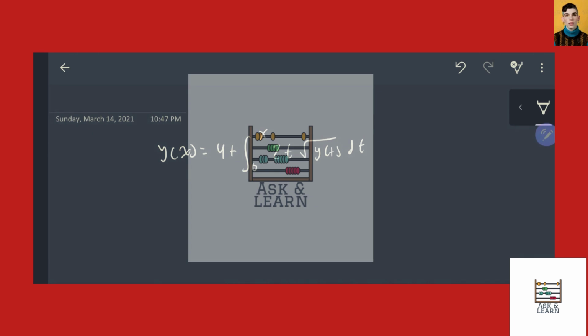Okay, so for this problem, we're given an integral equation, y of x equals 4 plus the integral from 0 to x of 2t times the square root of y of t dt. At first glance, this might seem kind of intimidating, since you have x and t and integrals and all that. But actually, we can make this really simple using the fundamental theorem of calculus, those fundamental rules that calculus always follows.